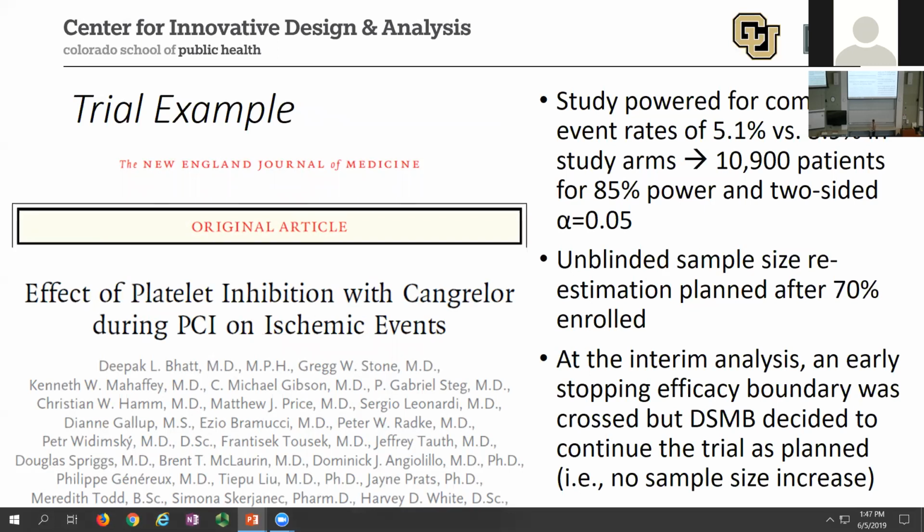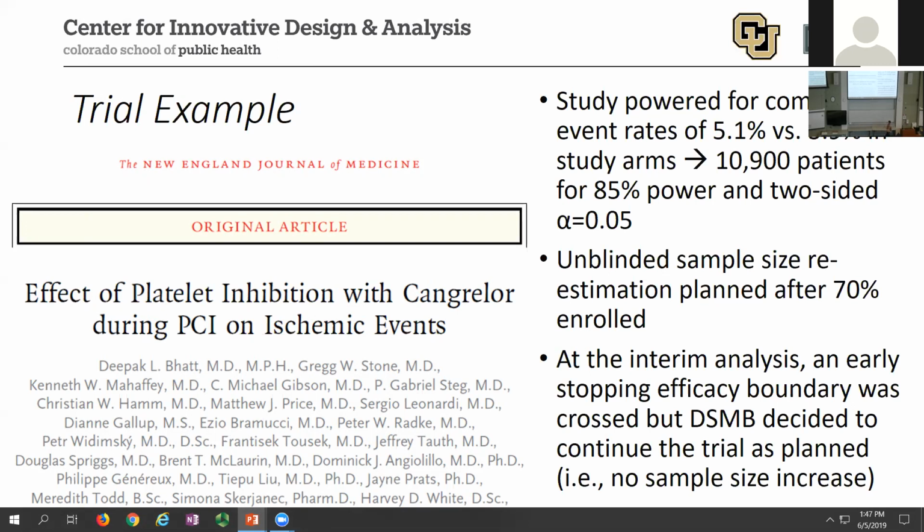Now in practice, when they actually did this, they had their one interim analysis after 70% of people were enrolled, and they actually identified that at that point, according to some minutes and some FDA reports, they had an early crossing of an efficacy boundary. So they potentially could have stopped the trial at this point with 70% of the participants because they had already demonstrated the benefit of cangrelor over the competitor.